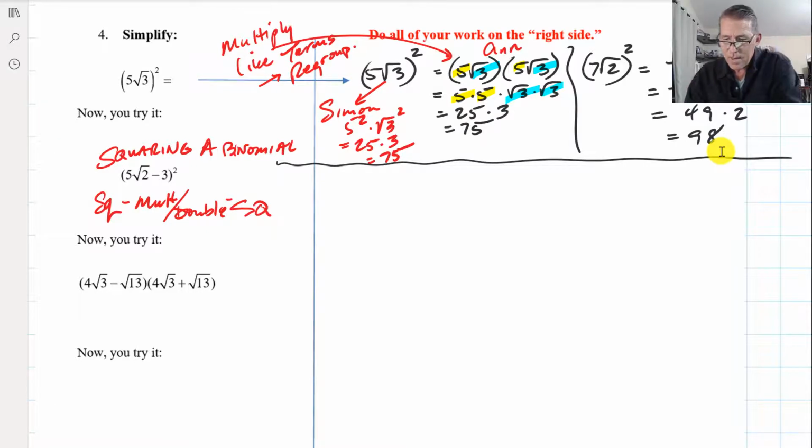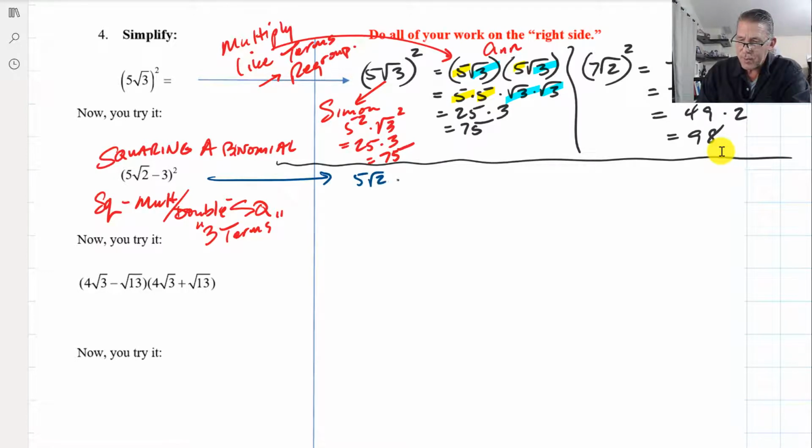All right, and then you're going to get 3 terms. 3 terms, it becomes a trinomial. So using the structure, here we go. I'm going to take 5 rad 2 minus 3 and square it. I'm going to take 5 squared to get 25 times root 2 squared, which is 2. 25 times 2 is 50.